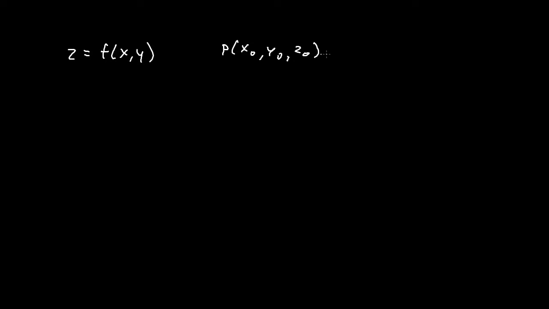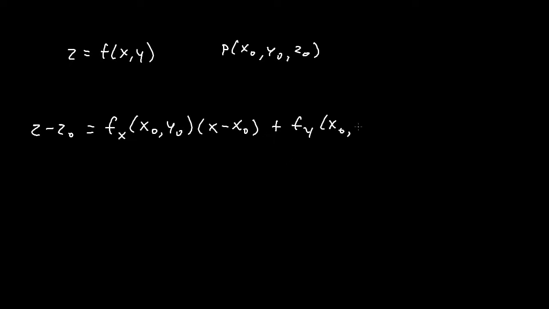So using this information, we can find the equation of the tangent plane, and the formula is going to be z minus z0 equals f sub x, so the partial derivative of the function with respect to x evaluated at x0 comma y0 times x minus x0 plus f sub y, so the partial derivative of the function with respect to y evaluated at x0 comma y0 times y minus y0. So that's going to be the formula.